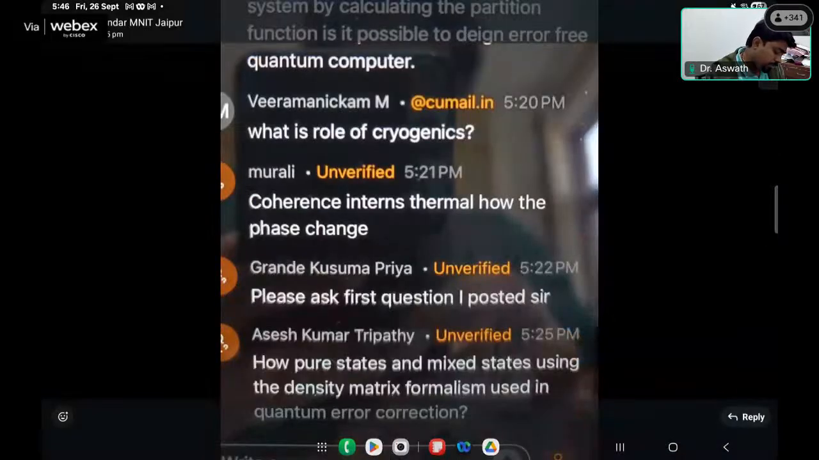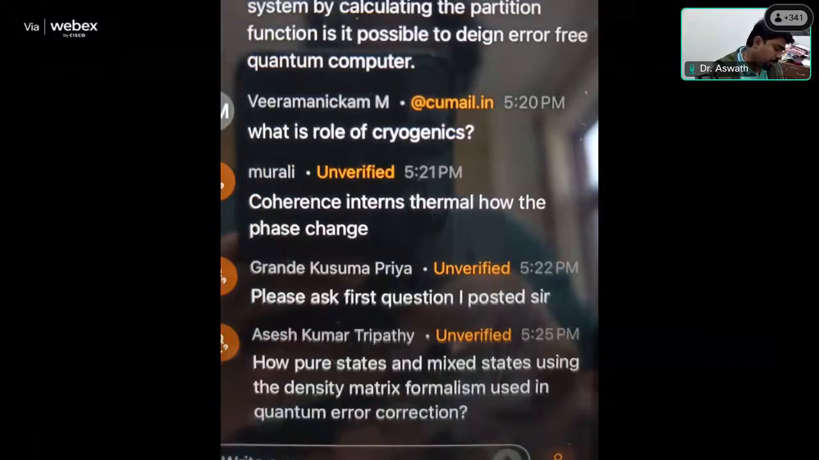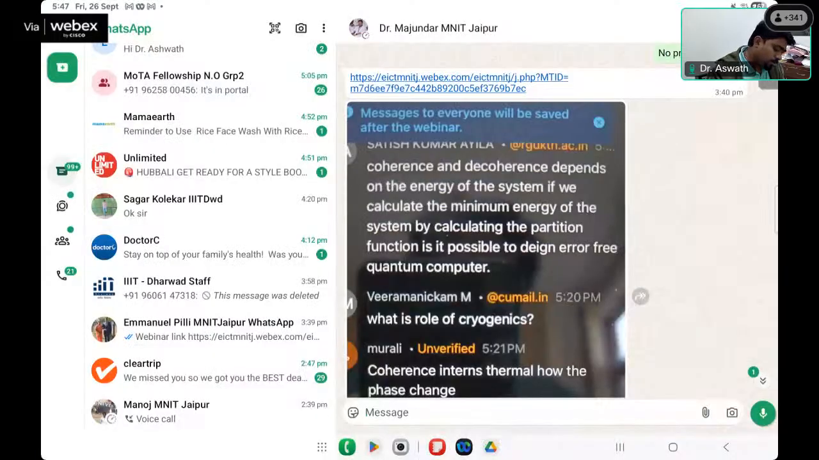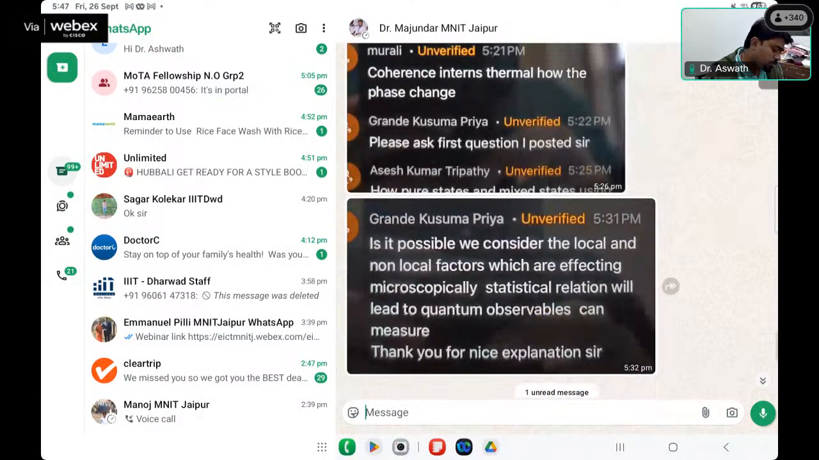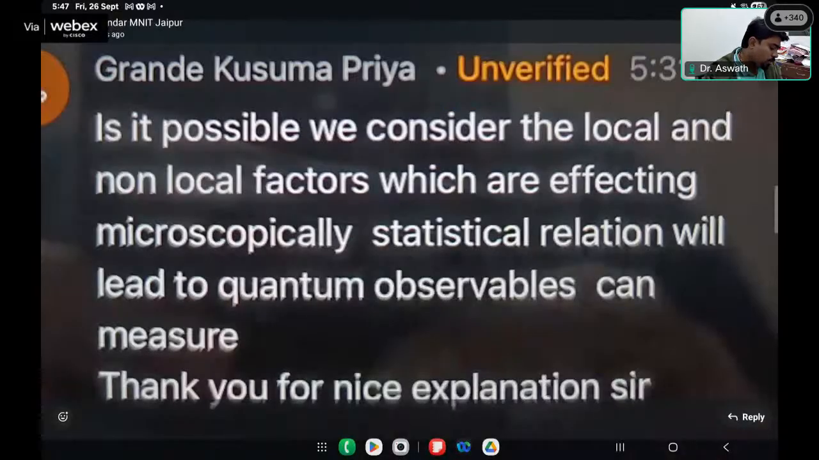How pure and mixed states using density matrix are used in error correction? Yeah, that is what I meant. Okay, let me see the next question. Is it possible we consider the local and non-local factors which are affecting microscopically, statistical relation will lead to quantum observables that can be measured? Thank you for an explanation.